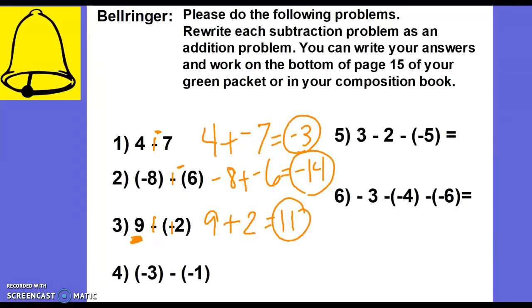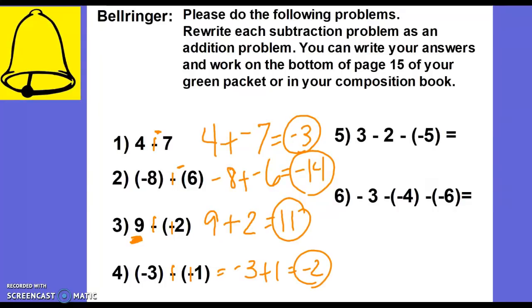Number 4, keep the -3. Subtraction becomes adding. This becomes the opposite. So I have -3 plus 1. That is -2. Number 5 and number 6, we didn't do any like that in class, and so I want to see what you can do with it.